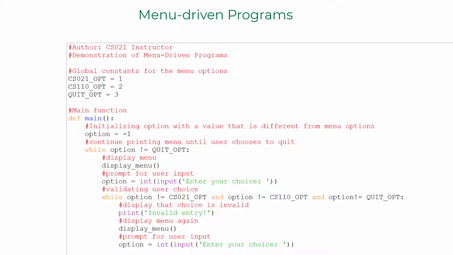We created a variable option and assigned it with a value that is different from menu options. The program enters the while loop only when the option variable is not equal to the quit option, which is the value 3. It is not, so it's going to enter the while loop for sure the first time. Then we are displaying the menu. The next step is to get the user input for a choice. Here is where we have to do input validation for the option entered by the user.